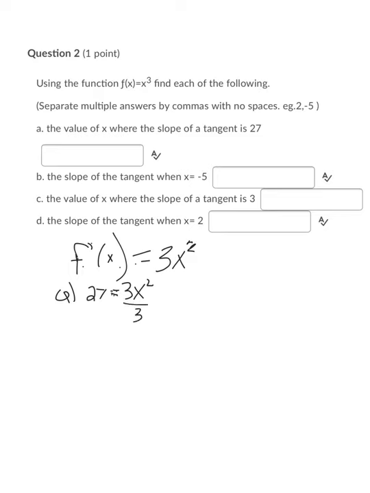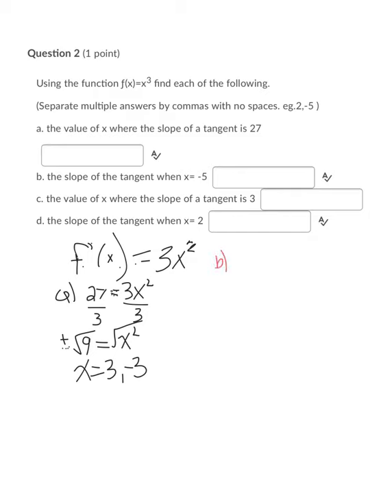I can divide both sides by 3. I'm going to get 9 is equal to x squared. And remember, when I take this square root, I need to make sure that I'm putting a plus minus in front. And so I'm going to be able to get x is equal to 3 or negative 3.